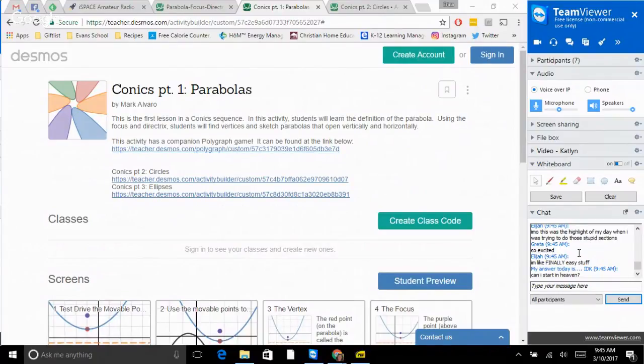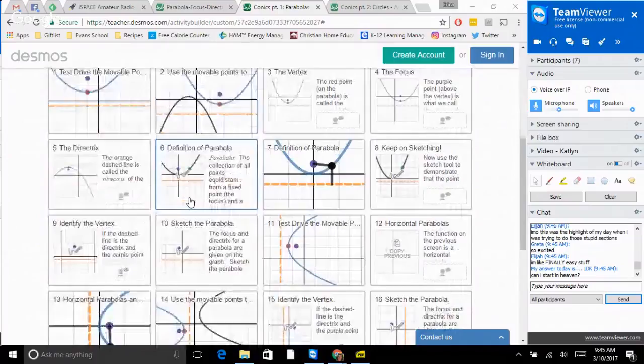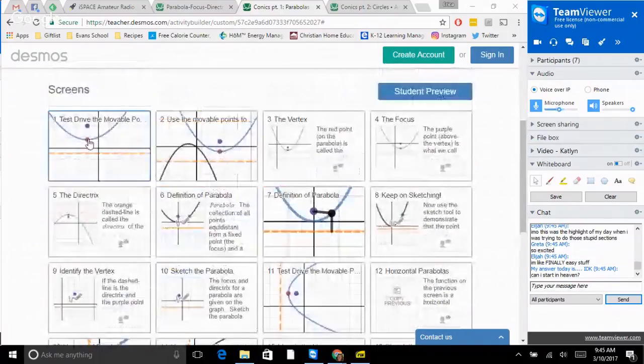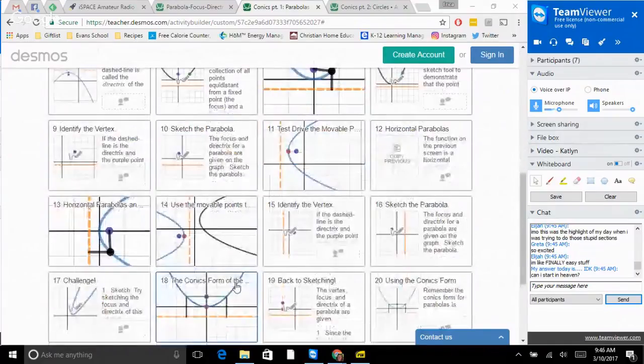All right. So I did want to mention this. I just actually want to get your opinion. I found on Desmos that they actually have classes for these different concepts. For example, this one shows you how to move the directrix, where the focus and the vertex are, what the definition of the parabola is, and then actually has you do a little homework in there.